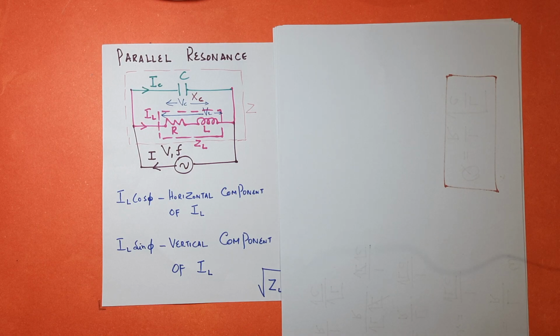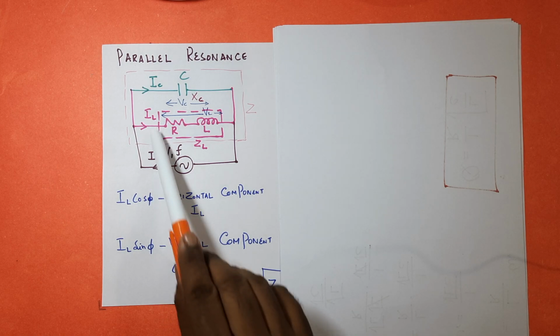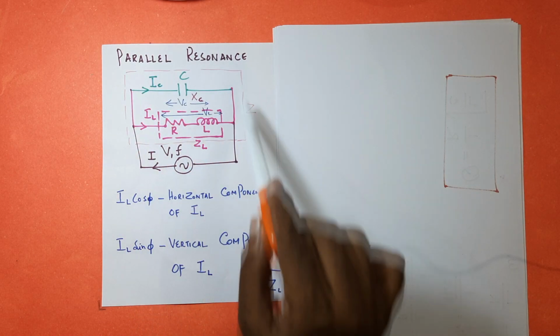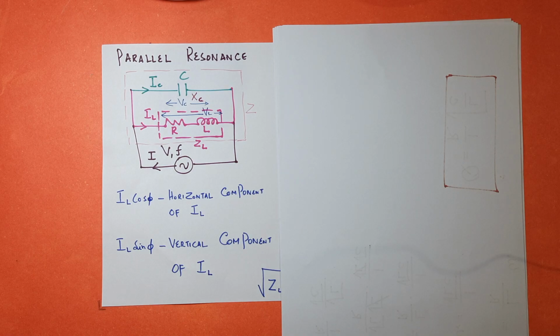VC is the voltage across the capacitor. VL is the voltage across the coil. ZL is the impedance of this coil and XC is the capacitive reactance of the capacitor. The entire thing is the total impedance.